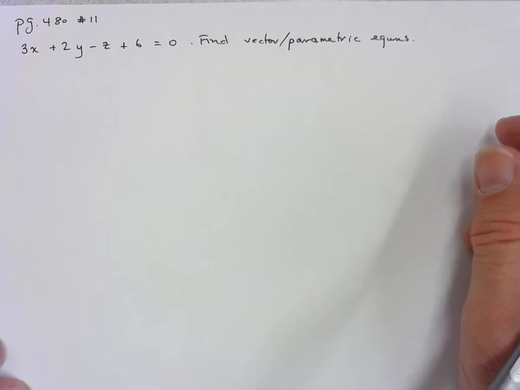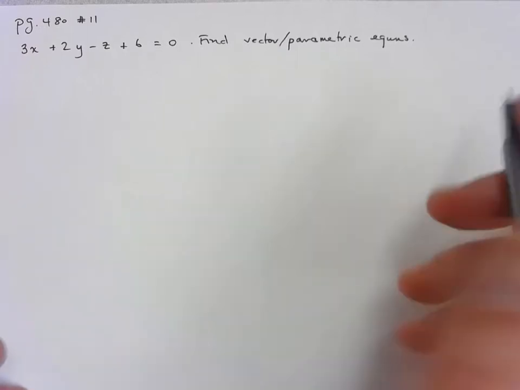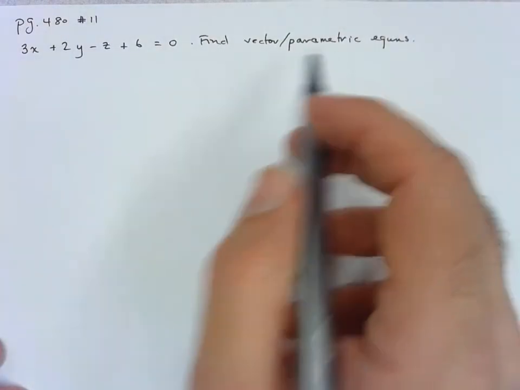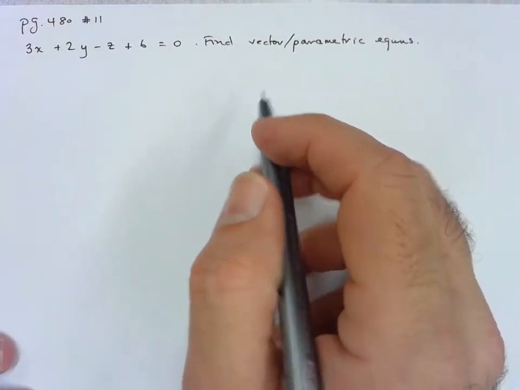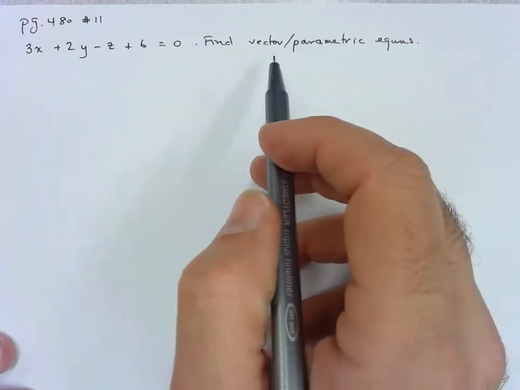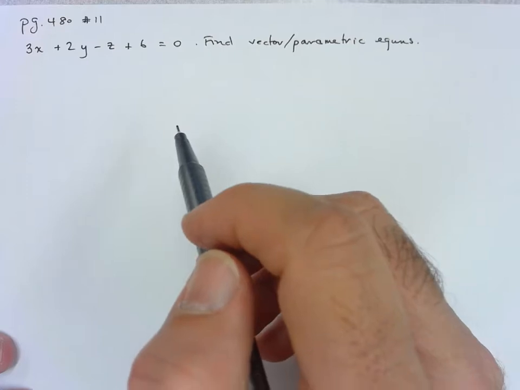Hi folks, this is number 11 on page 480. We're given the equation of a plane in Cartesian form, and they want us to find the vector and parametric equations. Okay, so first thing is to recognize what you need to find these types of equations, and what you need is a point and two direction vectors.